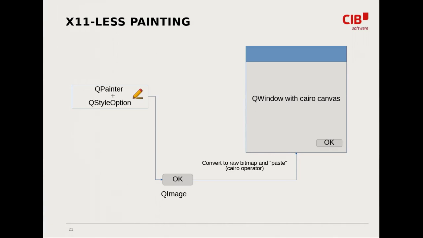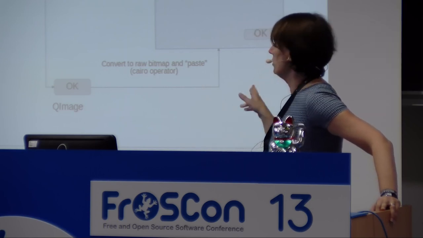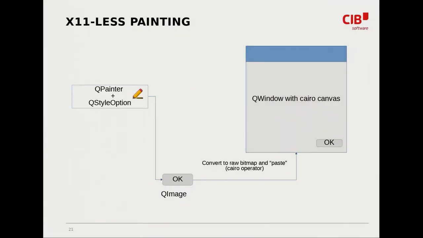But now, since we don't have an X11 window anymore, we have a Q window, and the Q window contains a custom widget with the Cairo canvas inside. So we can take this Q image and convert it to a raw bitmap, which is something the Cairo canvas can actually work with. Then using some Cairo operators, some kind of paste operation, we can take this low-level bitmap, converted from the Q image, and paste it to the Cairo canvas. That works nicely. This is what the KF5 frontend uses. By the time I started to work on that, the Qt5 frontend was in a pretty unfinished state. For example, it couldn't write anything. So I decided to use this Cairo way of rendering things to speed things up and have them out for the users as quickly as possible. So that was painting without X11, which works nicely.